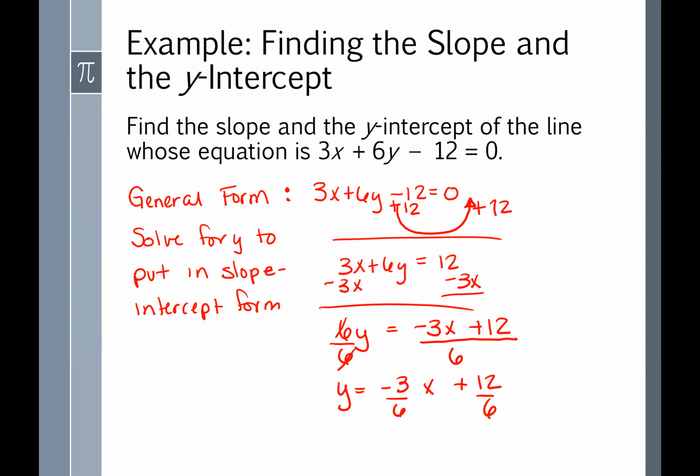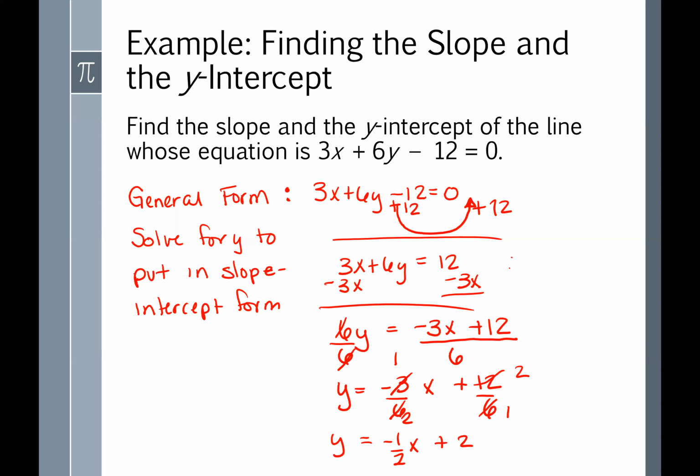If I have multiple terms being divided by a single term, a monomial, that's what that thing in the denominator is called. If there's one term, it's a monomial. If I have multiple terms being divided by one term in the denominator, then I write each term in the numerator over that denominator. And now I can divide out a 3, minus 1/2 x, and I can divide 6 into 12. It'll go 2 times.